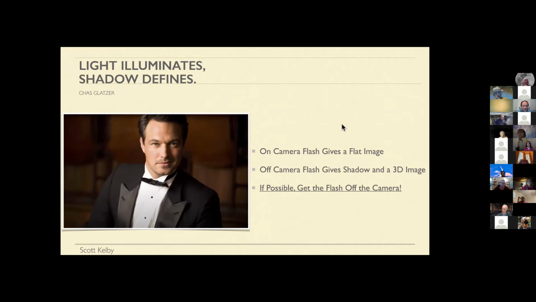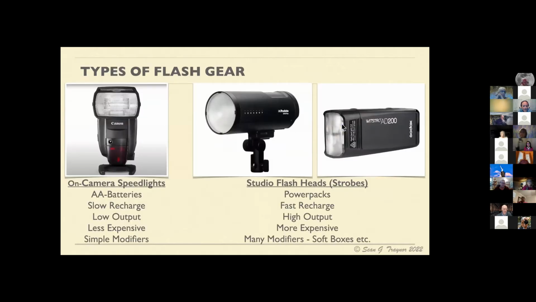Okay, let's take a look at the types of flash gear. The flash gear generally falls into two kinds, which is the so-called on-camera speed lights. They don't always have to be on a camera, obviously. And the so-called studio flash heads or strobes. Now, camera speed lights typically run on AA batteries. They're slow to recharge. They have a low output. They're less expensive, and they have simple modifiers.